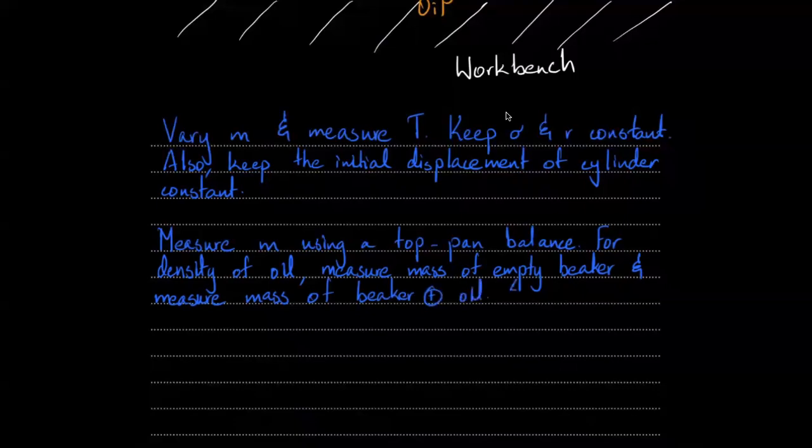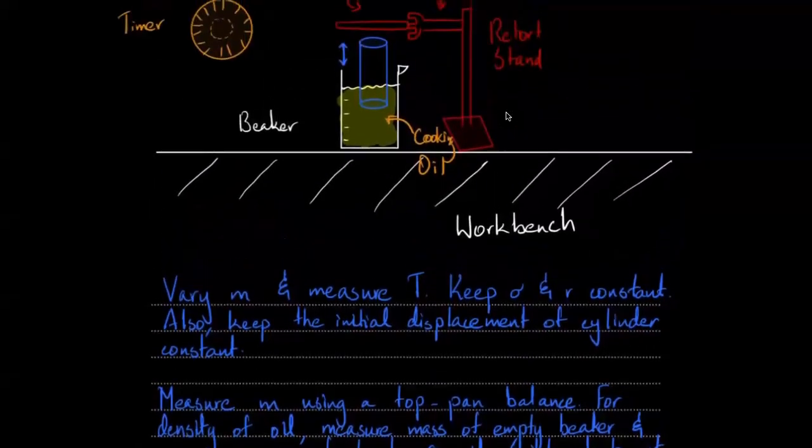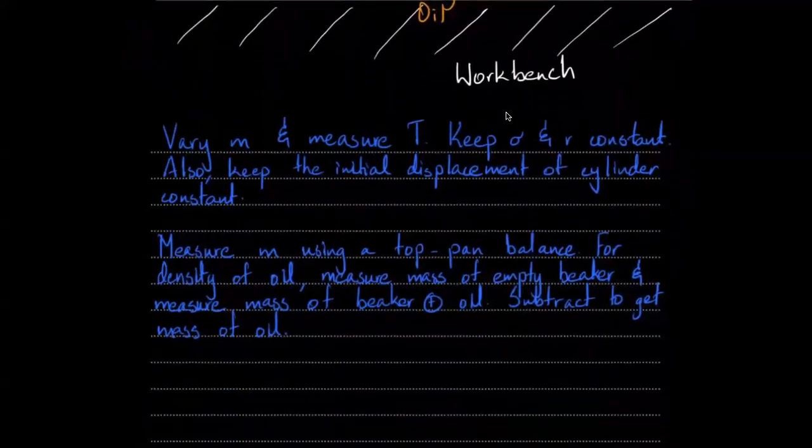And then you subtract to get the mass of the oil. Right? So this is done. And then if you talk about the volume of oil, for the volume, you already have the beaker. So you can just talk about measuring the volume through the beaker.